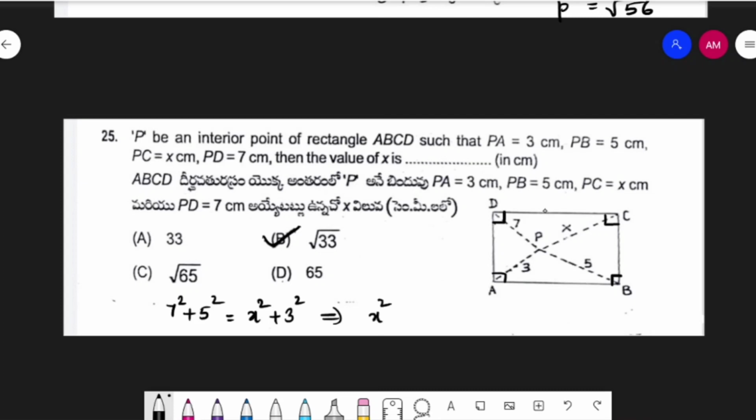So from that, what will be x square? 7 square plus 5 square minus 3 square. 7 square is 49, plus 5 square minus 3 square is 5 plus 3 into 5 minus 3. 5 plus 3 is 8 into 2, 8 2s are 16. So this is equal to 65. So what is the value of x? X is equal to root 65. So the correct option is C. So for the 25th problem, the correct option is C, root 65.